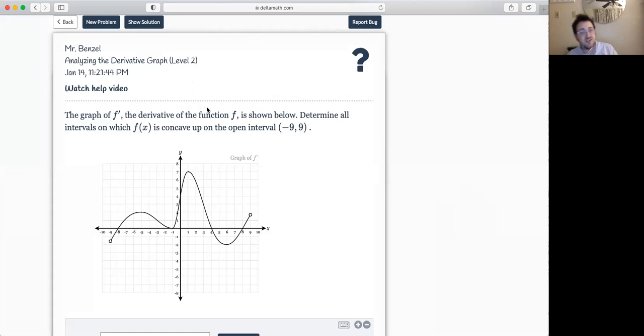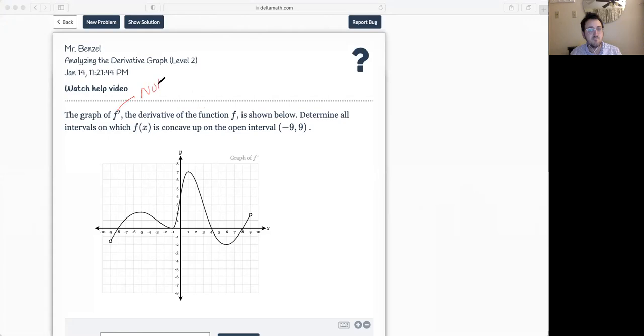So what we have here is the graph of f prime. So not the graph of f. So this is the graph of f prime. And we have to make some inferences. So we need to determine all the intervals for which f of x is concave up.